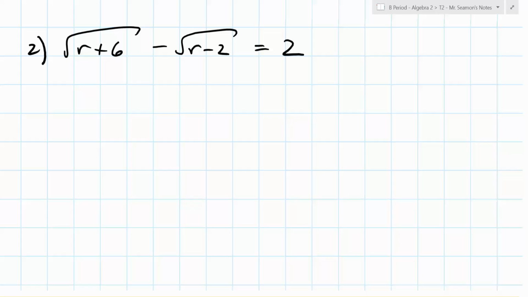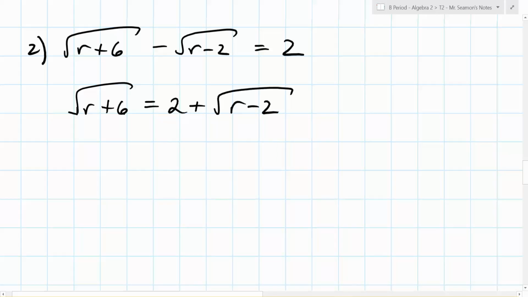It's much better to put them on opposite sides. So we end up with the square root of x plus 6 is equal to 2 plus what? The square root of x minus 2. At this point, what is the only thing you can do at this point? Square the equation. You have to square both sides.